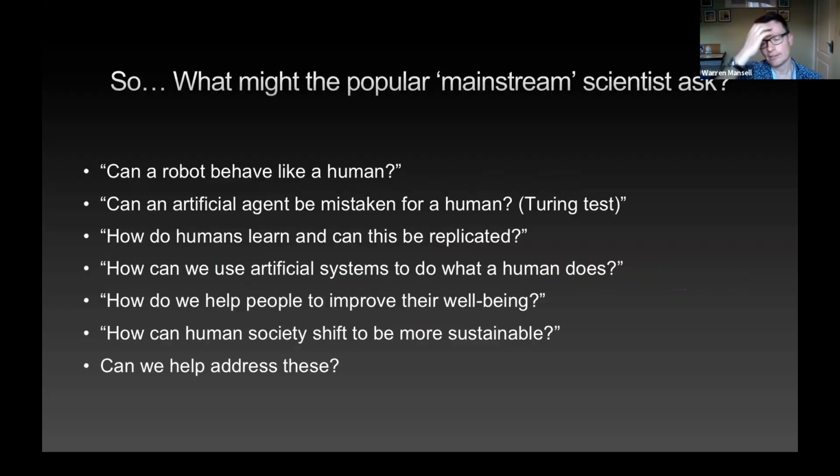And one way is to go to wider questions that scientists might be interested in that aren't necessarily the kind of focused academic ones. Questions that capture people's attention, like, can a robot behave like a human? Can an artificial agent be mistaken for a human? How do humans learn, and can this be replicated? How can we use artificial systems to do what a human does? How do we help improve people's well-being? How can human society shift to be more sustainable? These are the big questions that people are interested in.